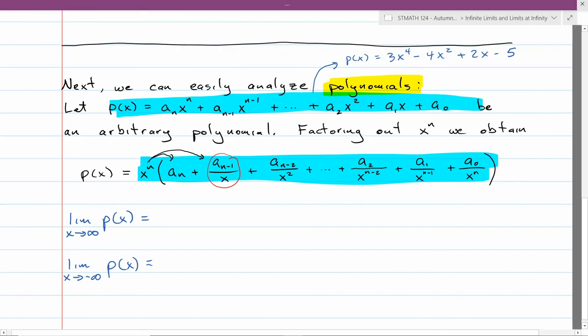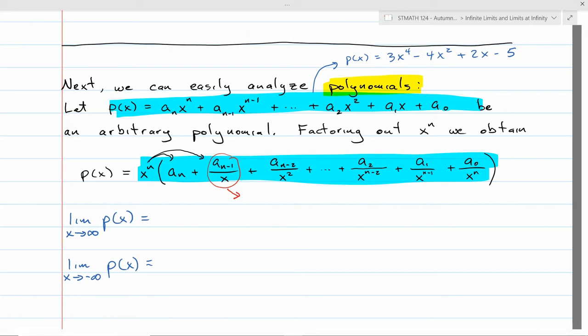Well, the thing that I circled in red there, as x gets big, it doesn't really matter whether x gets big positive or big negative. When you take a constant a sub n minus 1 and divide it by a gigantic number, positive or negative, it's going to get close to 0. The same thing is going to happen with each of these fractional terms. They're all going to go to 0 because you're taking a constant and dividing it by a gigantic number.